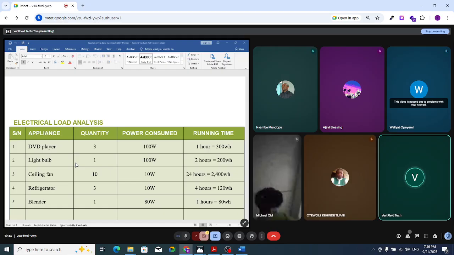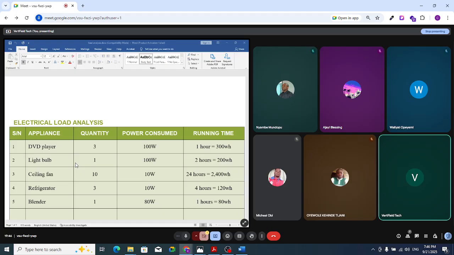Now, the quantity of appliance typically informs you of how many of the same appliance our client intends to power up using the solar system. Two, the power consumed by the appliance gives you the information or idea of the rated wattages of each and every appliance.